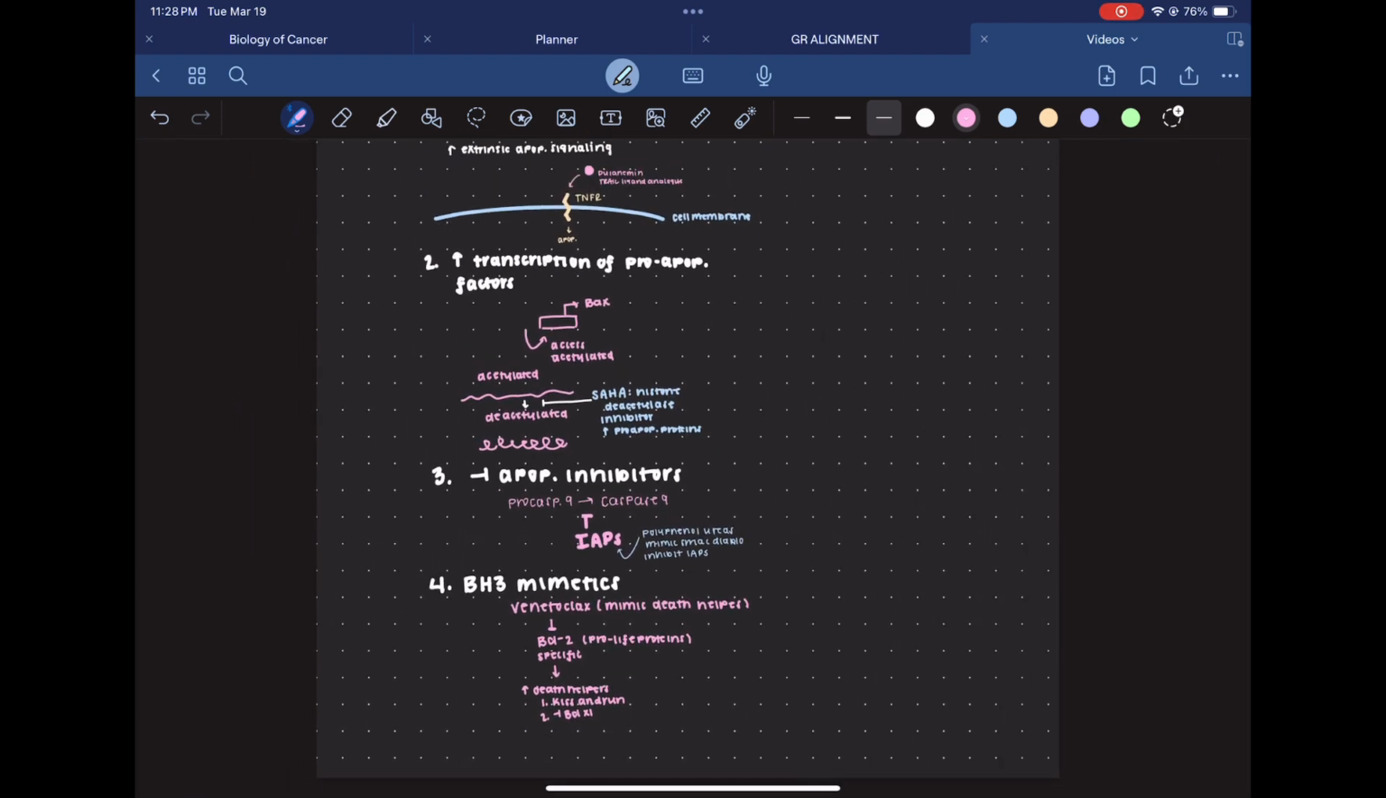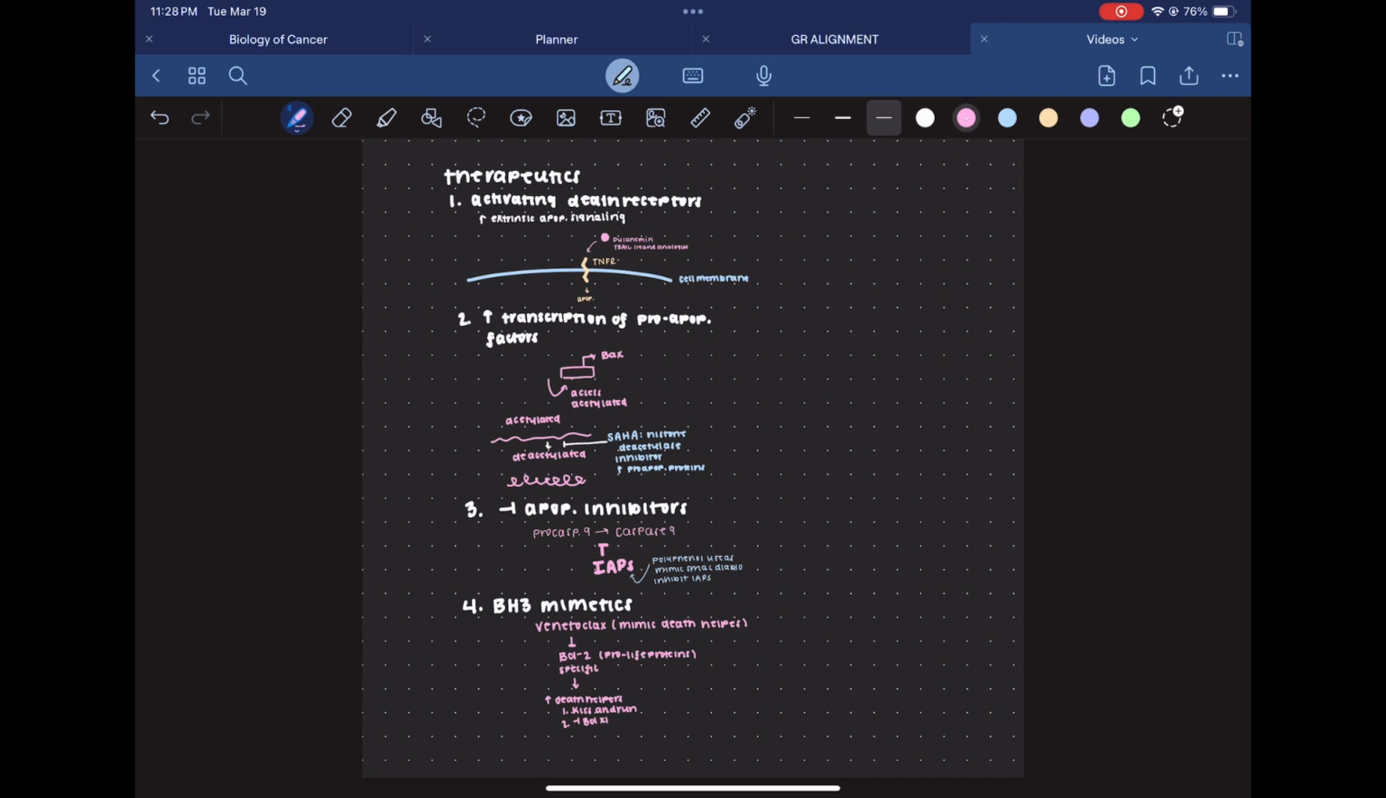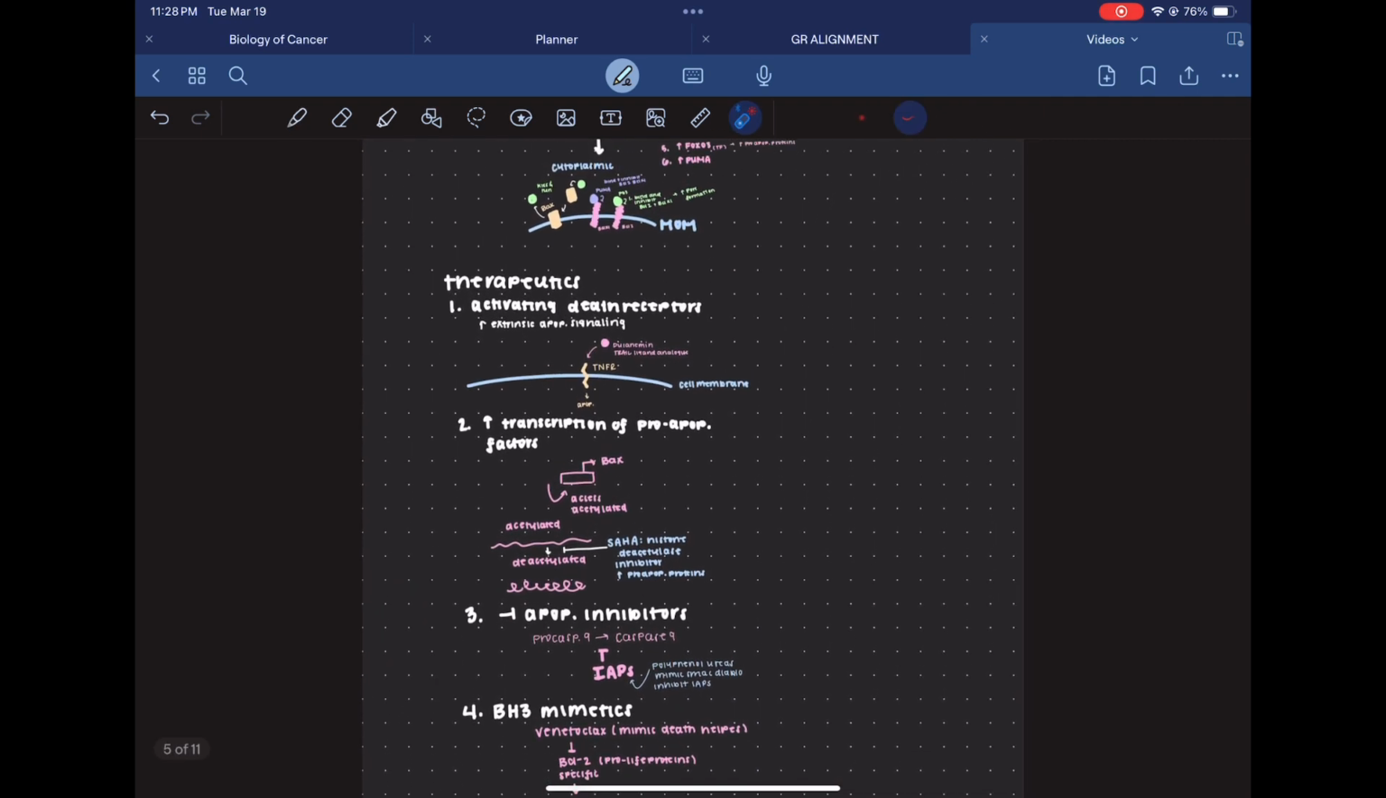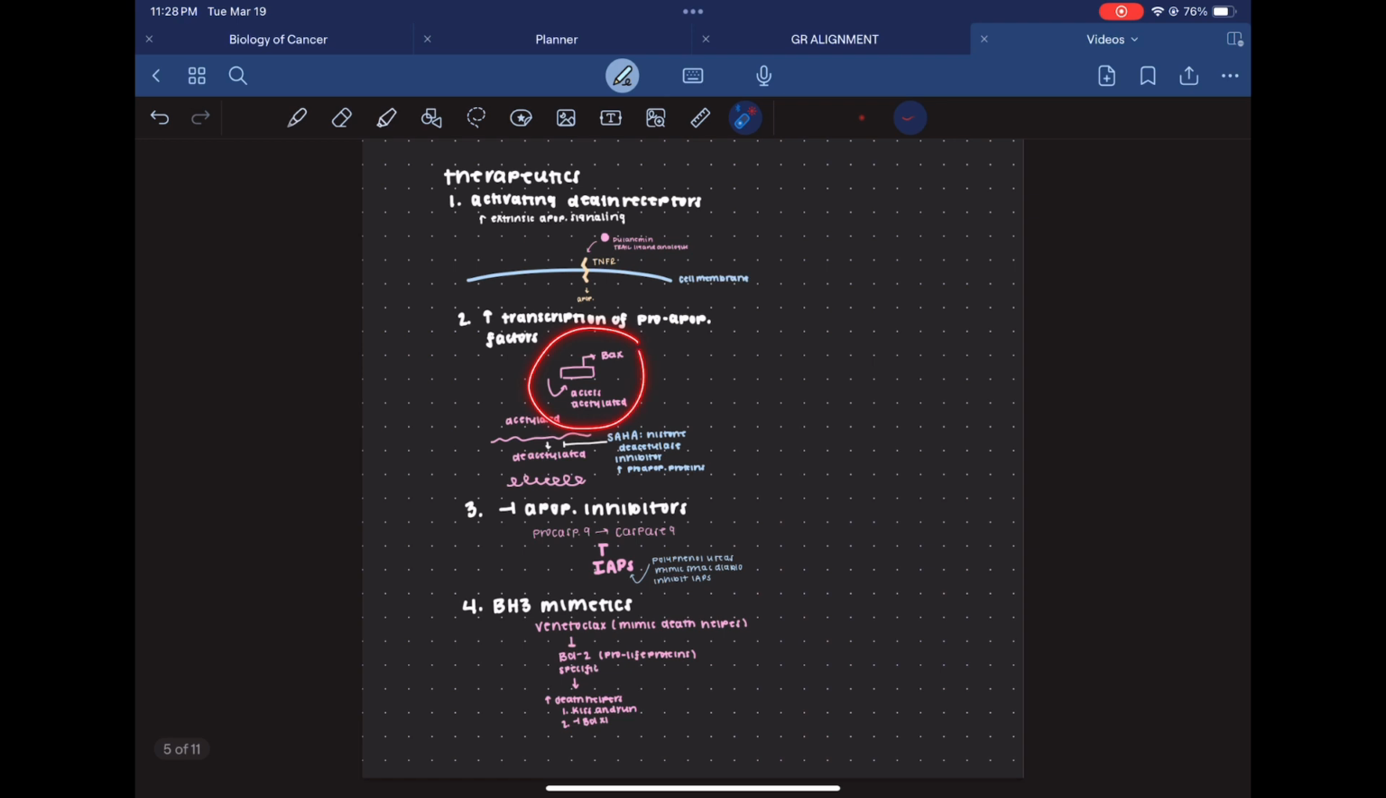So those are our four therapeutic techniques that we can use. We can artificially activate our death receptors. We can alter the transcription of our pro-apoptotic factors. We can inhibit our apoptosis inhibitors, in this case mimicking SMAC/DIABLO with these polyphenol ureas. Or we can mimic our death helpers and inhibit those pro-life proteins.